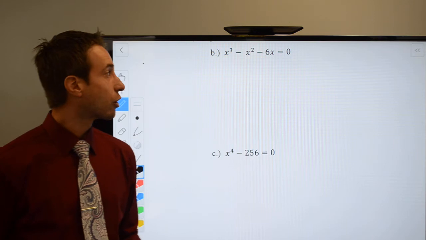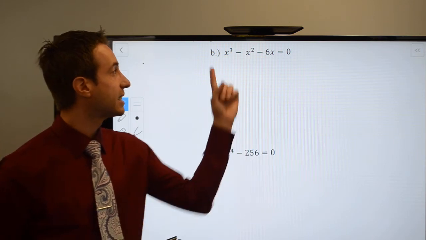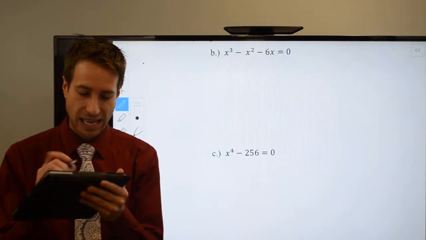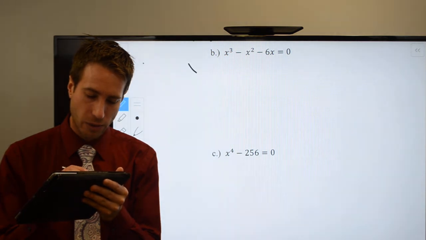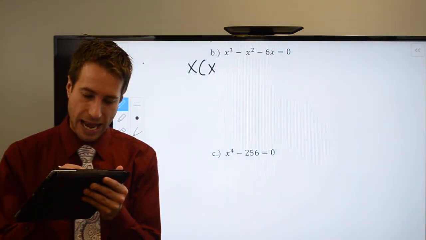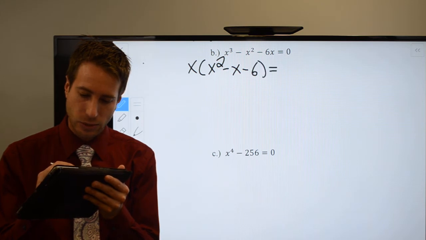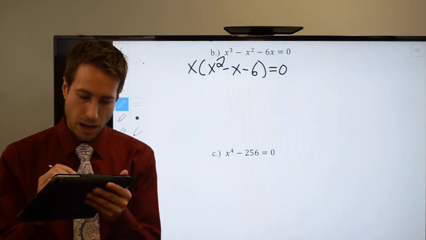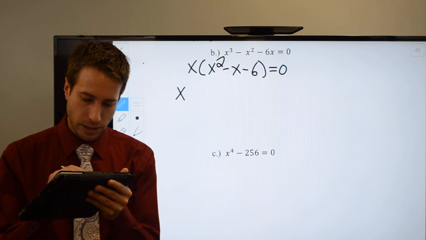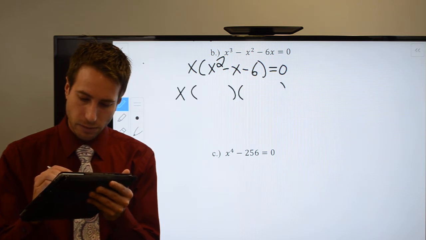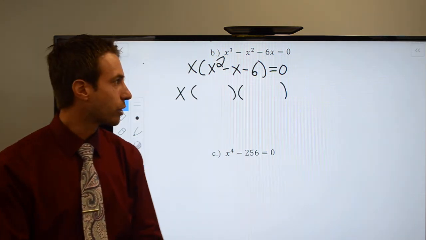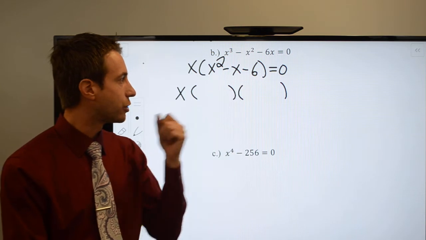It looks like if I take a look at this guy, the first thing I recognize is I have a GCF. I can pull an x out of all of those. So let's go ahead and pull an x out of all of those. That leaves me with an x squared minus x minus 6 is equal to 0. That's interesting. Actually, it looks like I believe I can factor this into two binomials.